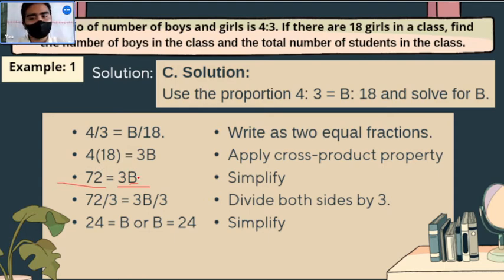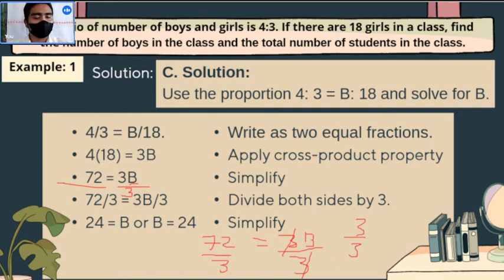Now, we have 72 is equal to 3B, no? What we are going to do in here is to remove the 3. How are we going to remove it? We divide. Okay, we divide both sides. So, it will become just like this: 72 is equal to 3B. We're going to divide both sides by 3, in order for us to remove the 3, cancel. Because 3 divided by 3 is what?